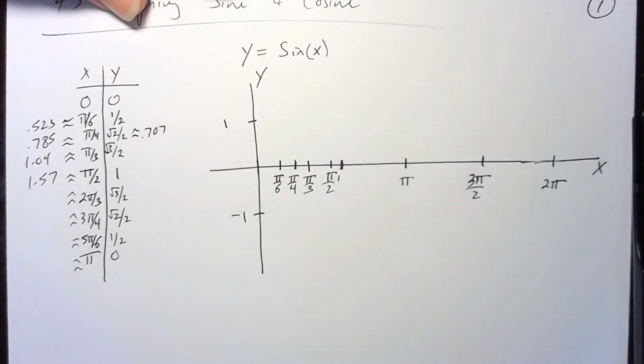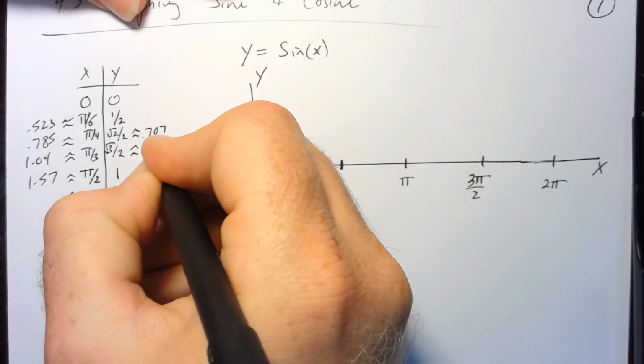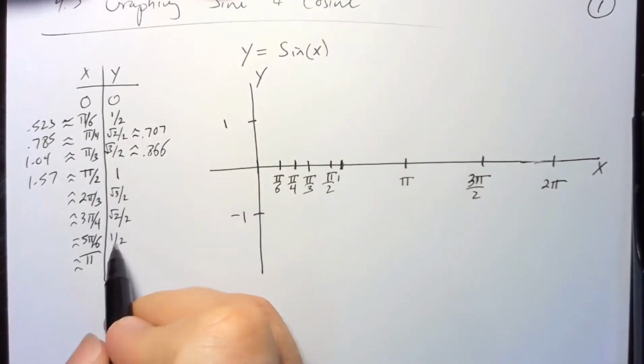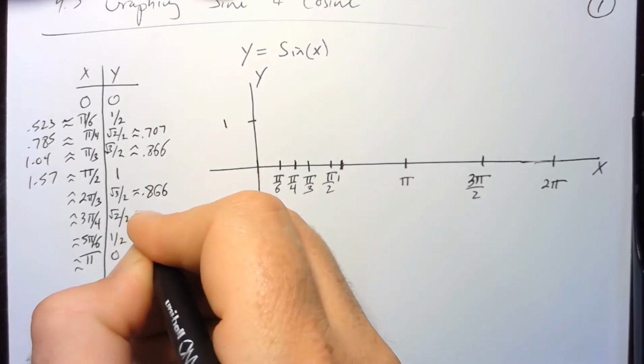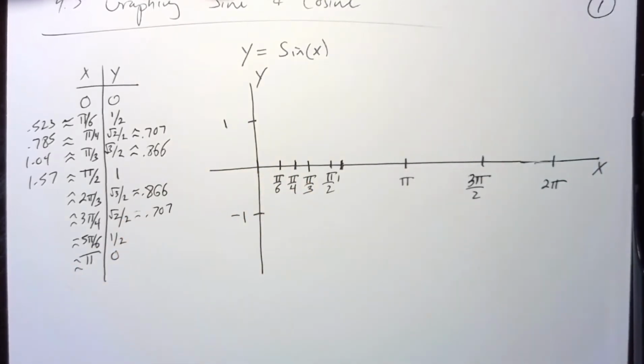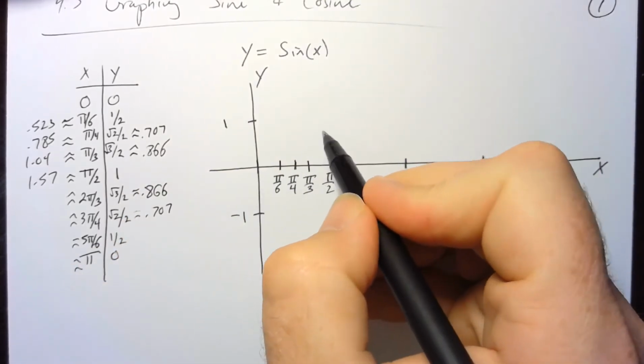That's going to be 0.866. So all of these numbers down here are actually the same numbers. This is 0.866, this is 0.707, and so on and so forth. So I'm going to go ahead and plot these values to the best of my ability.